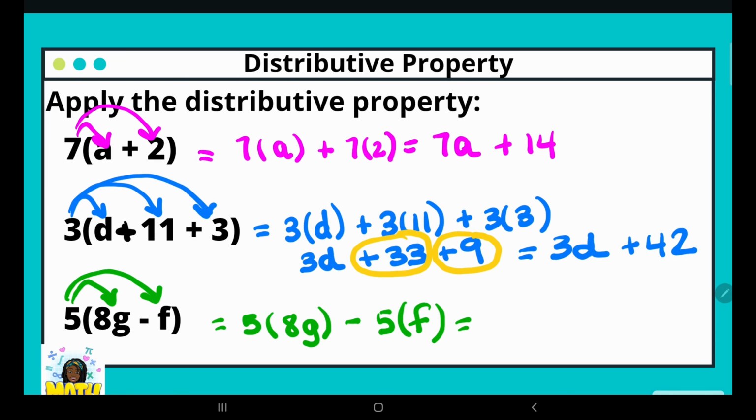So when we talk about like terms, it doesn't apply to multiplication and division. We can multiply the 5 times the 8. We just can't add or subtract on like terms. So 5 times 8 is 40G. And then minus 5 times F, which is just 5F. And that would be our answer. So 40G minus 5F would be our final answer.